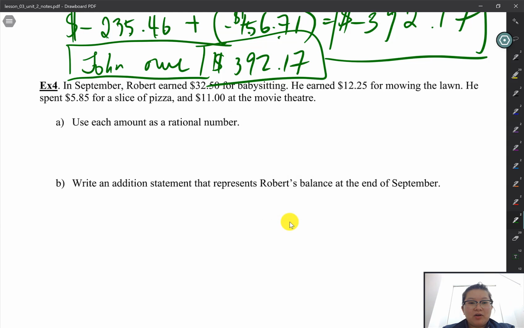In September, Robert earned $32.50 for babysitting. He earned $12.25 for mowing a lawn. He spent $5.85 for a slice of pizza, that's expensive pizza, and $11 at the movie theater. Write each amount as a rational number. Okay, so if he earns something, let's use a positive sign for that one.